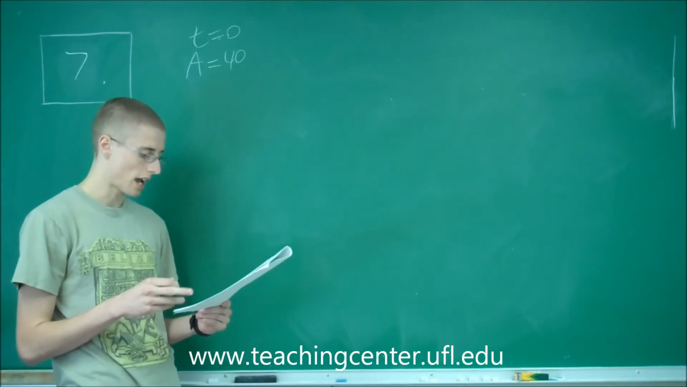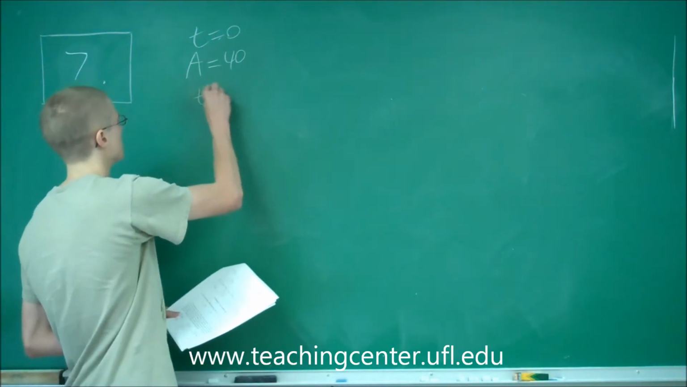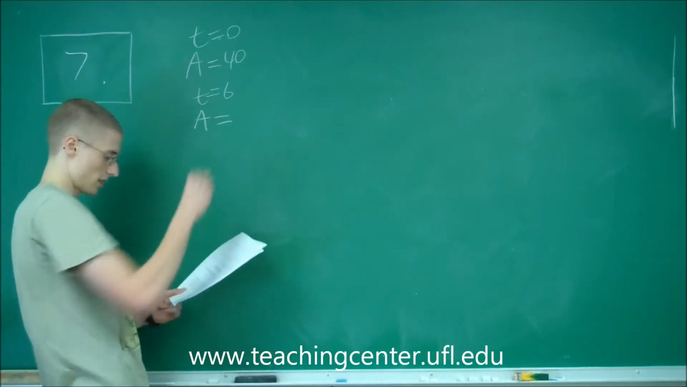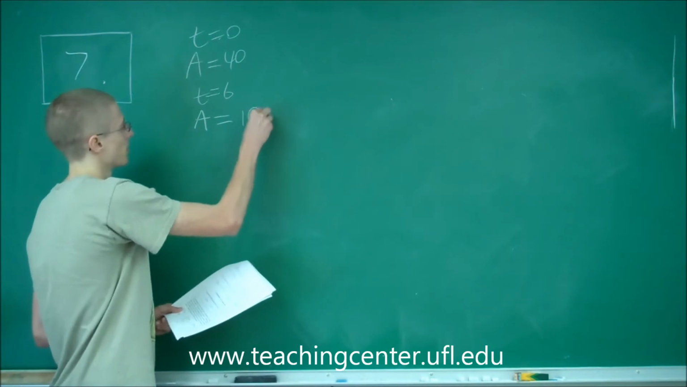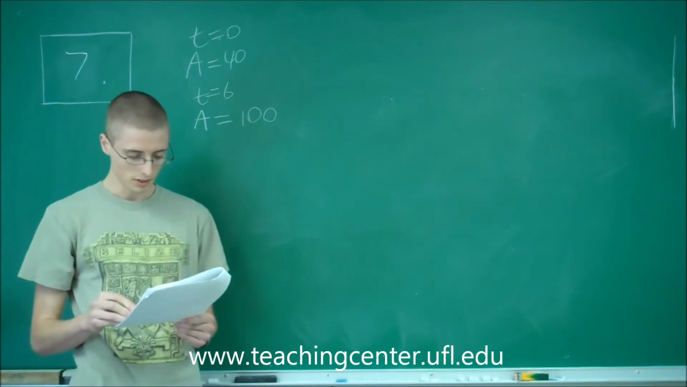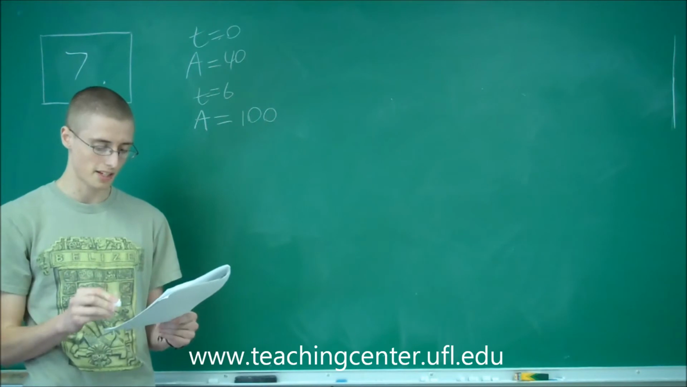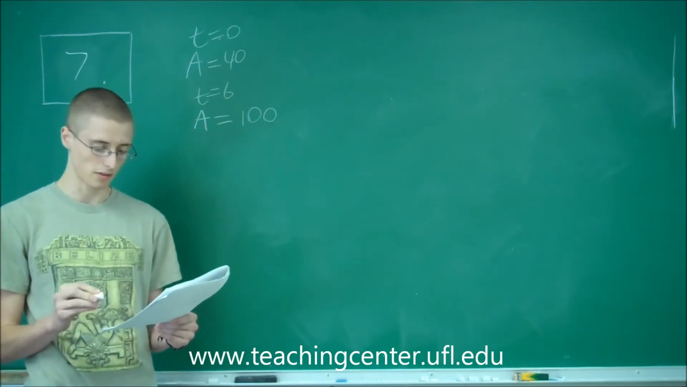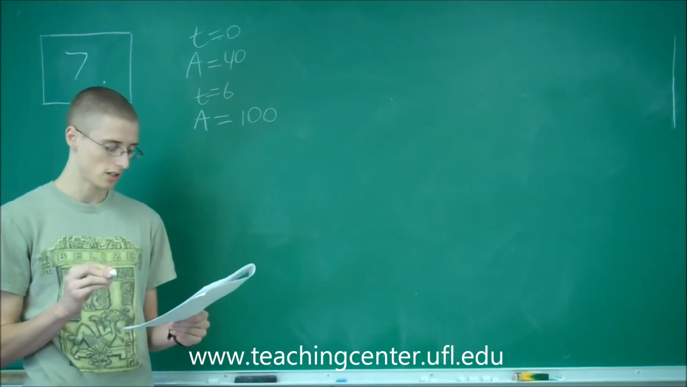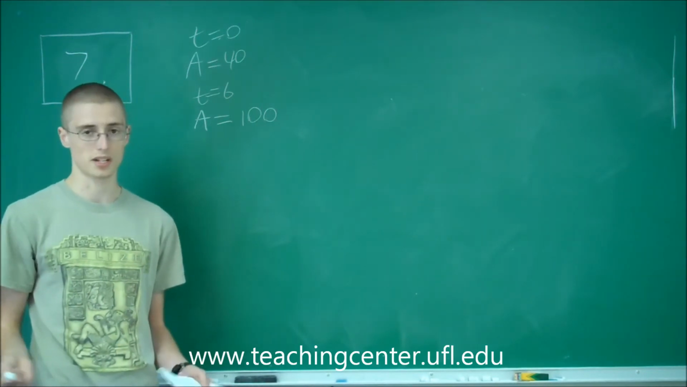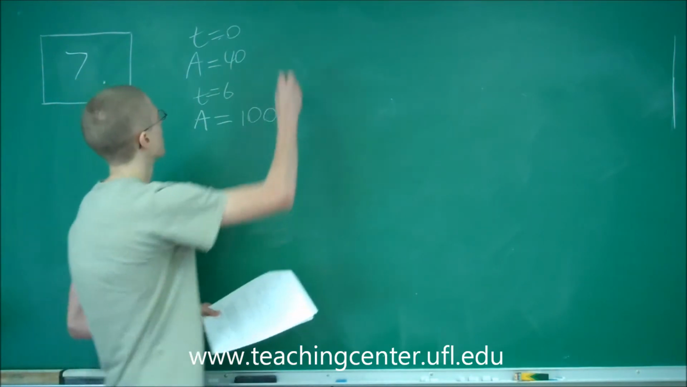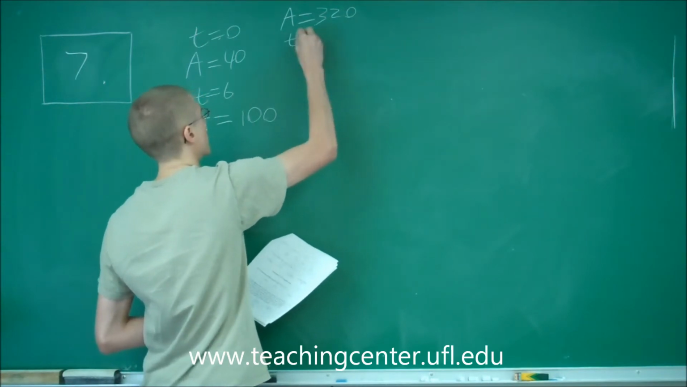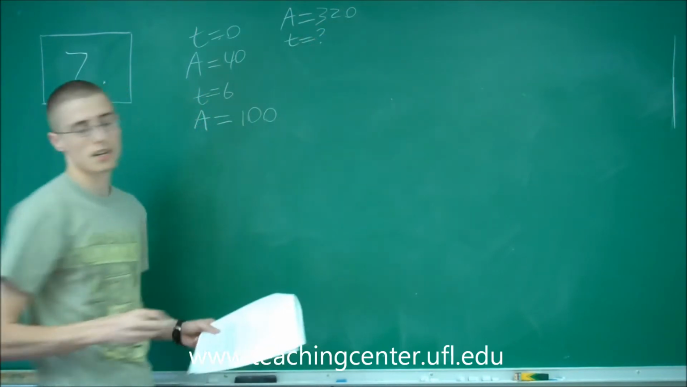It reaches 100 million after 6 days. So when t equals 6, the amount is 100 million. If the product cannot be sold after the bacteria count reaches 320 million, find the number of days that the product can be on a grocery store shelf. Assume the bacteria are growing exponentially. Alright, so when the amount equals 320, we want to find t.